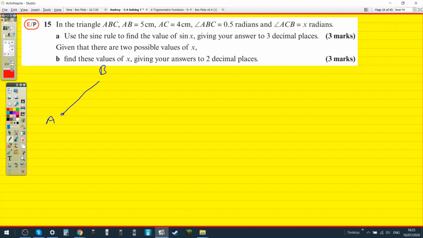So a triangle needs to be drawn. Yeah, it's not the easiest. A to B is 5. A to C is 4. Angle ABC is 0.5 radians. Angle ACB is x.